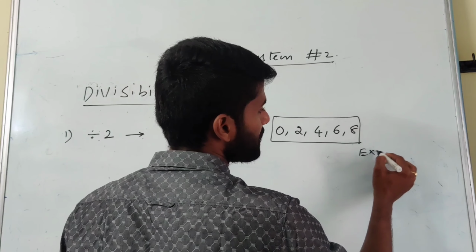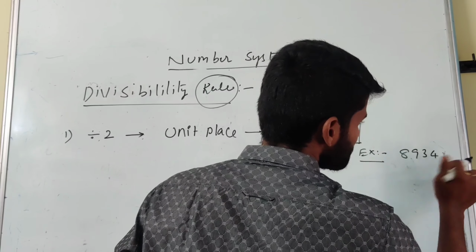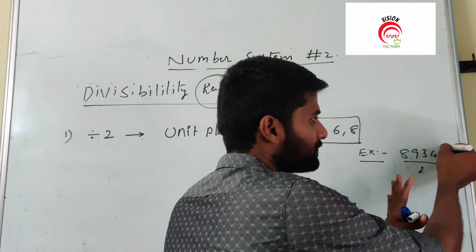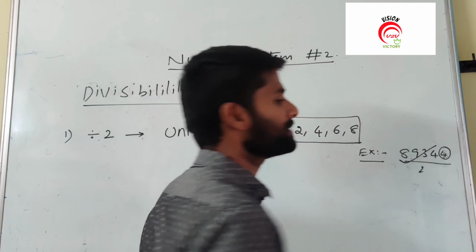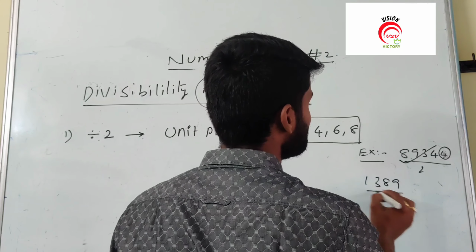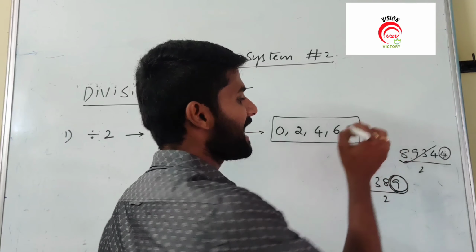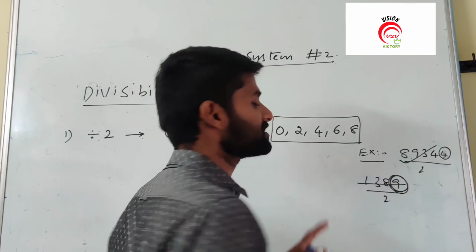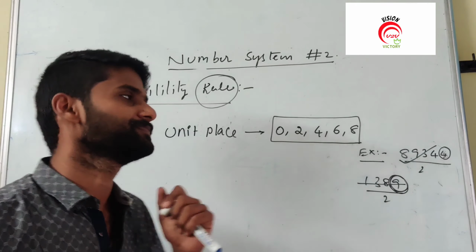For example, 89342. I just go with the 4: is it divisible by 2 or not? Just focus on the digit. If the units place has any of these numbers, definitely the entire number is divisible by 2. For example, 1389, is it divisible by 2 or not? Just focus on the units place. The units place has a 9. 9 is not divisible by 2, so the entire number is not divisible by 2. That is the rule of divisible by 2.